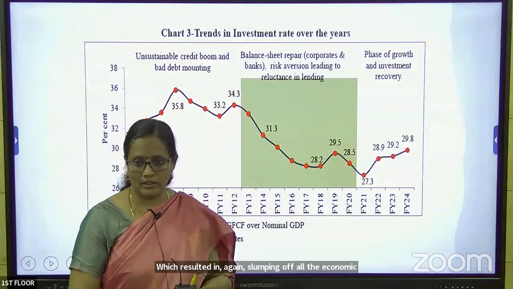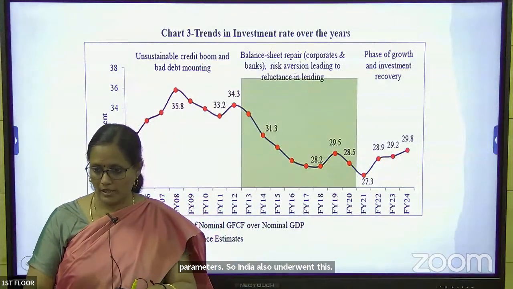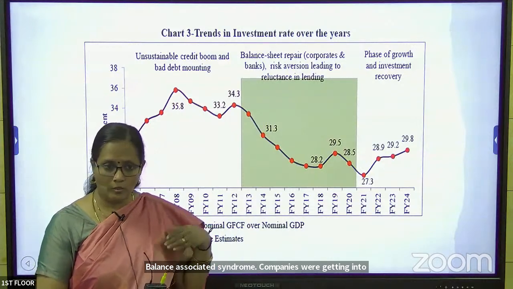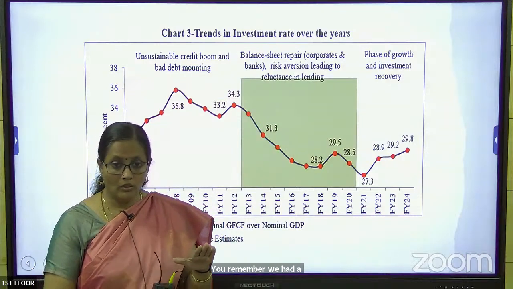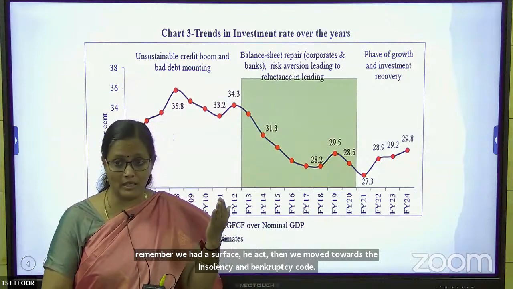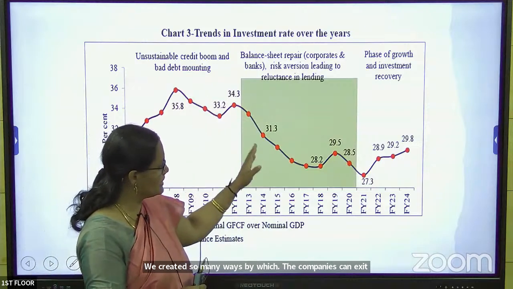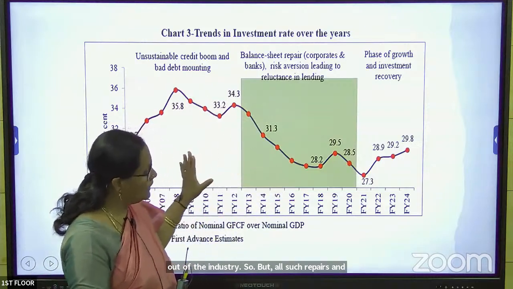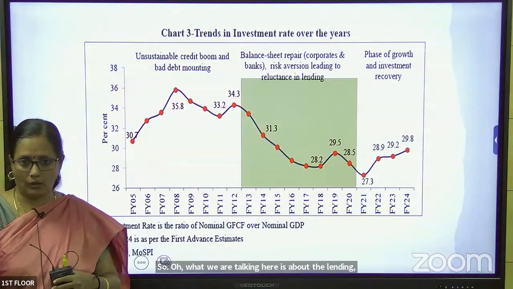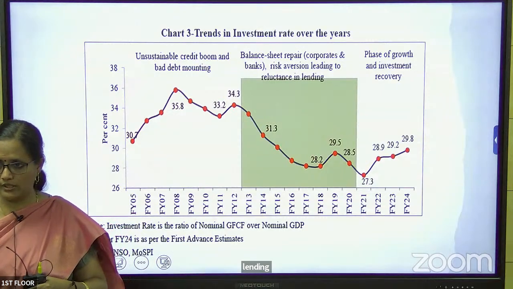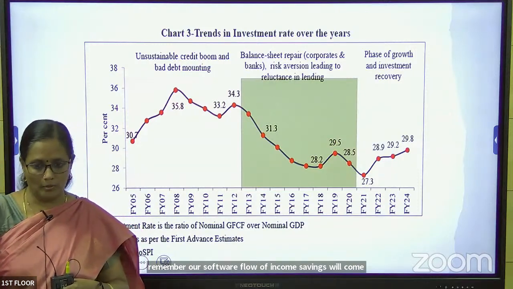So India also underwent this balance sheet syndrome. Companies were getting into trouble, therefore banks' balance sheets were also getting into trouble. You remember we had the SARFAESI Act, then we moved towards the Insolvency and Bankruptcy Code. We created so many ways by which companies can exit the industry. So with all such repairs and other things, what we are talking about here is lending. You remember our circular flow of income: savings will come into the financial sector, and from there it will go out as investment expenditure, which is basically the loans given to the companies.